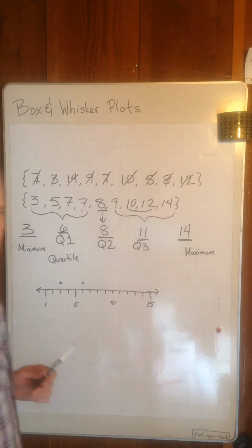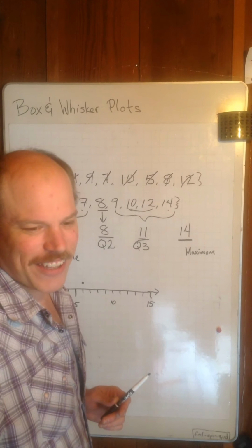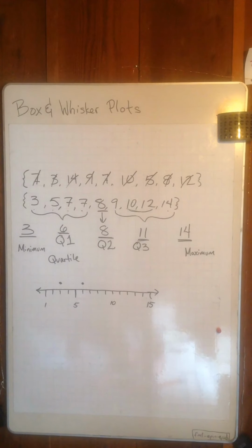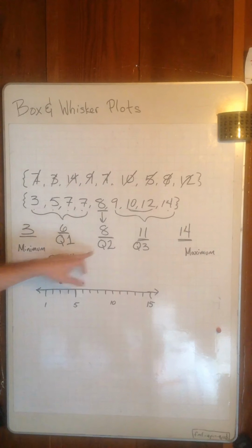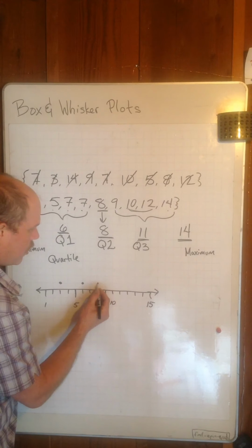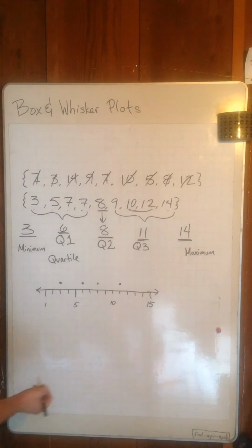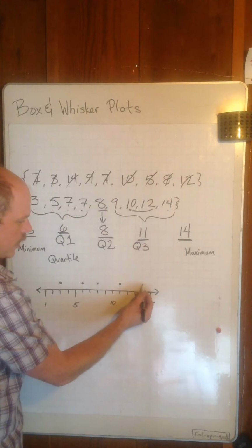Okay, then I'm going to plot my Q2. That goes here. 5, 6, 7, 8. I'm going to plot my Q3 right here at 11. I'm going to plot my maximum at 14.